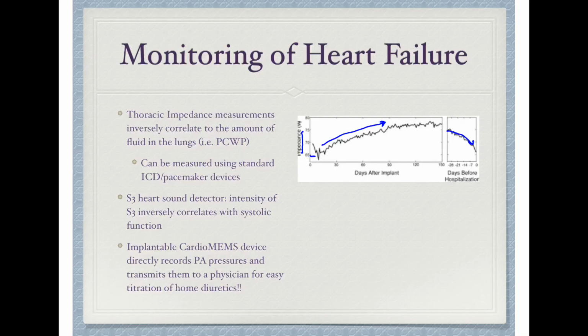However, if the patient's primary care physician or cardiologist had been able to pick up on the initial decline in the thoracic impedance, maybe around day 21 or 14 prior to admission, they might have been able to adjust the patient's outpatient diuretic therapy and prevent the onset of symptoms that led to the hospitalization.